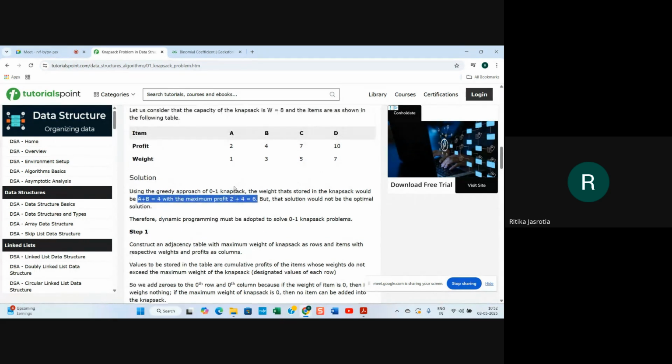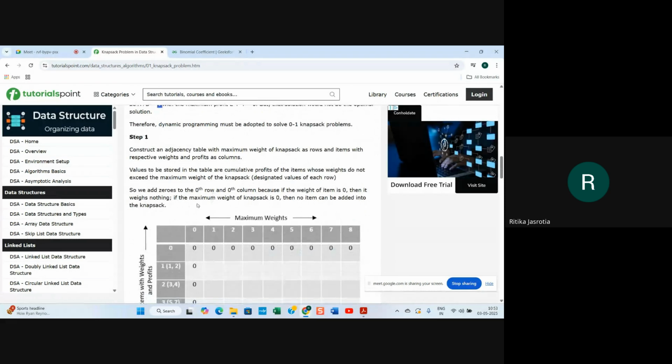If we select this one, out of 8 the weight we have selected is 4, and the profit we are getting is 6. If we add one more weight, that is 5, it will become 9, which is greater than 8. 7 also cannot be added, so only 4 will be taken, because either you take the item fully or you don't take it. That is the 0/1 problem. So this greedy approach will not give you the solution, so we are taking the dynamic approach.